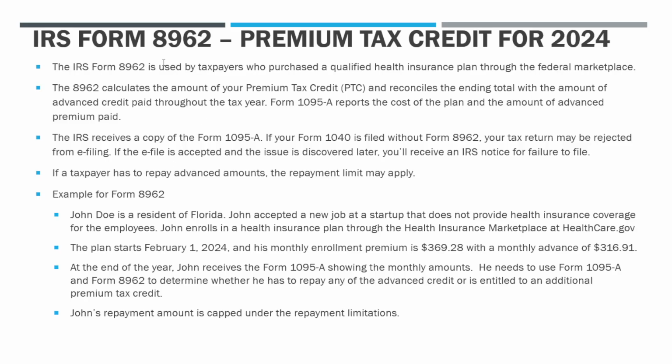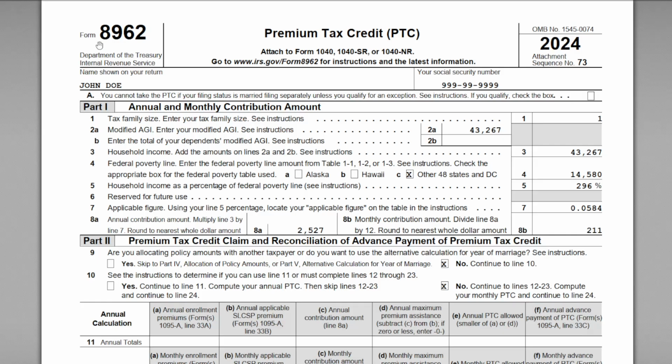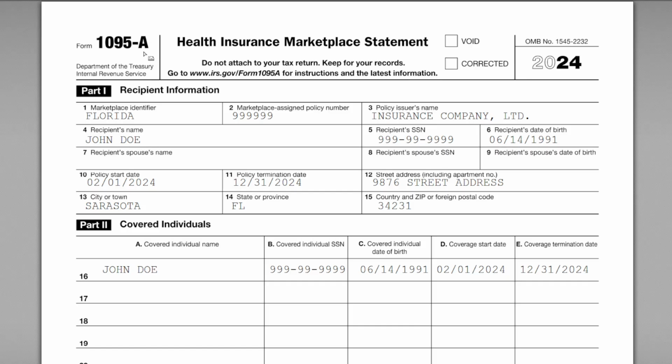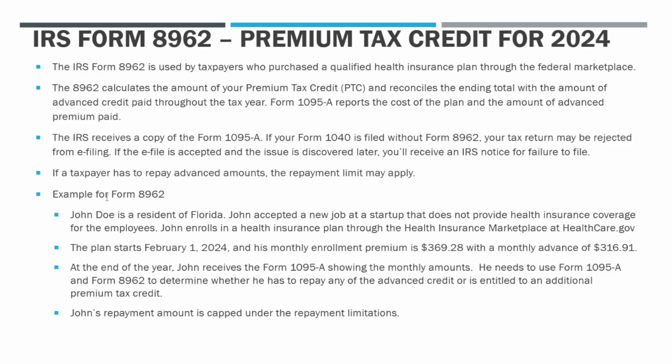So this Form 8962 is going to be required with your Form 1040 if you enrolled in a health insurance plan through the federal marketplace and you received a 1095A. So if you get one of these 1095As in the mail, or alternatively you can often download them from the provider's website, you're going to have to complete the 8962.